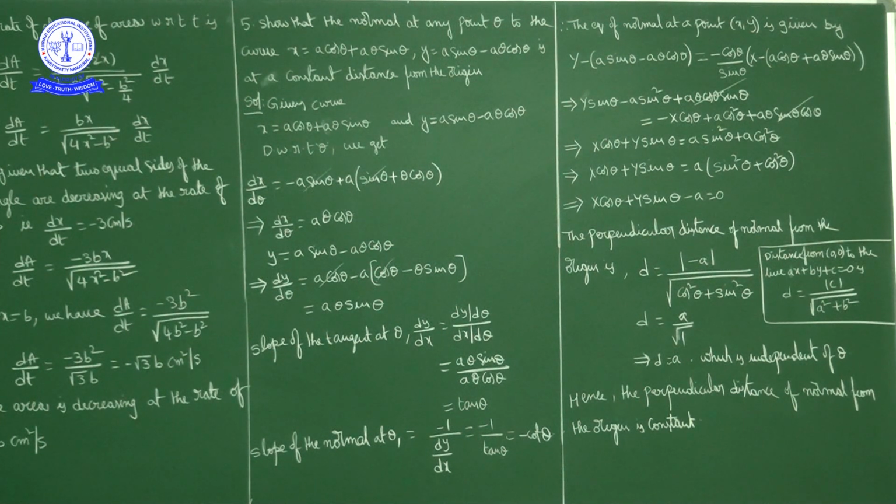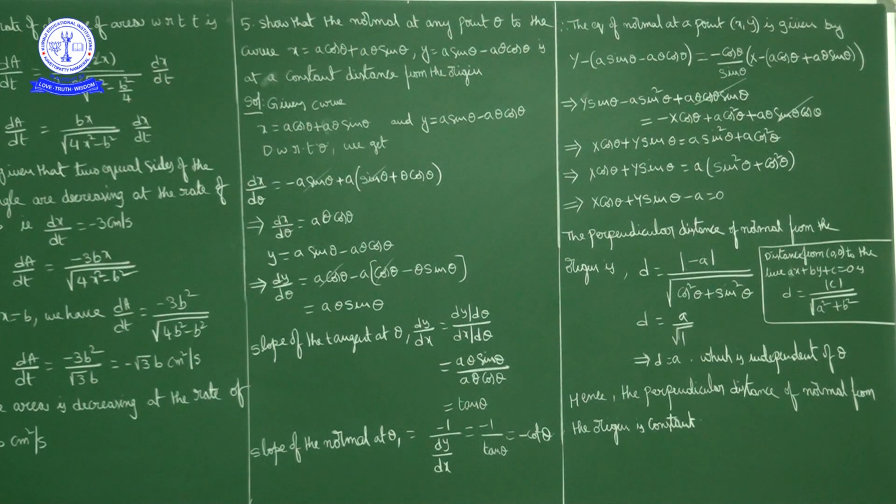Again here we'll use the product rule. Cos theta into theta derivative with respect to theta is 1. So cos theta plus theta into cos theta derivative, minus sin theta, so minus theta sin theta. So a cos theta minus a into cos theta minus theta sin theta. If you multiply minus a inside, we get minus a cos theta plus a theta sin theta. Here a cos theta and minus a cos theta cancel. So dy by d theta is a theta sin theta.